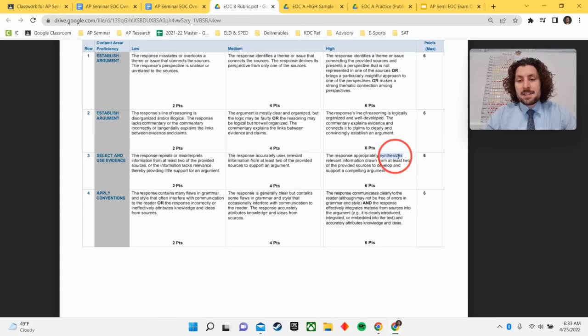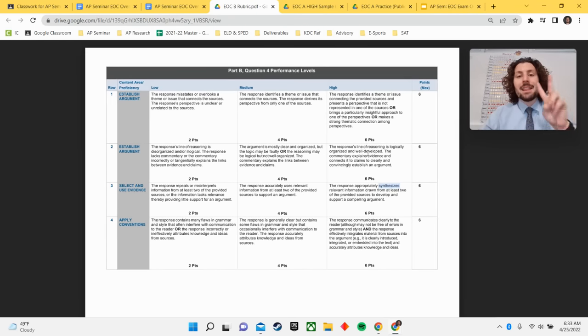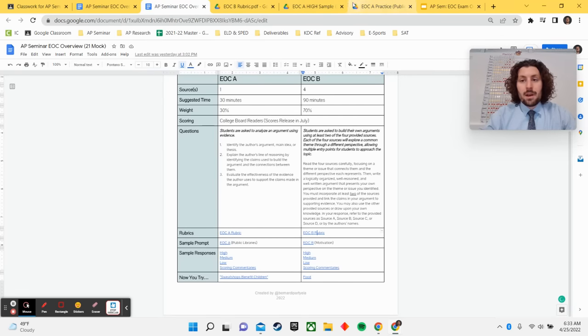So you want to synthesize or connect at least 2 of the sources from the 4 that you're given. You want to utilize evidence from at least 2 of those within your response. So again, you want to make sure that you are synthesizing and utilizing at minimum 2 of the sources. If you can utilize 3, you can do that as well.